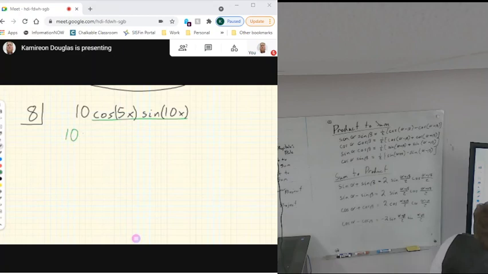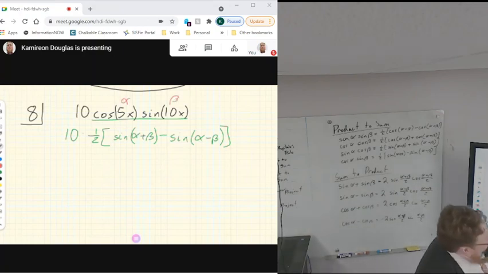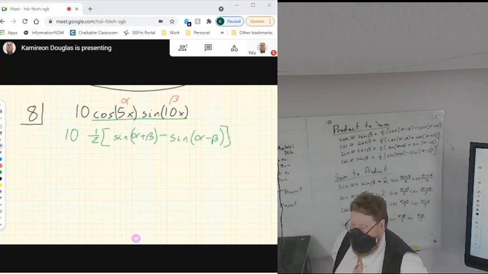We take the cosine and the sine, we plug into the bottom formula, which is 1/2 parentheses sine of alpha plus beta minus sine alpha minus beta. So in this case, my alpha is going to be 5x, my beta is going to be 10x. Once I have the right formula, everything else is just algebraically plugging in and simplifying.